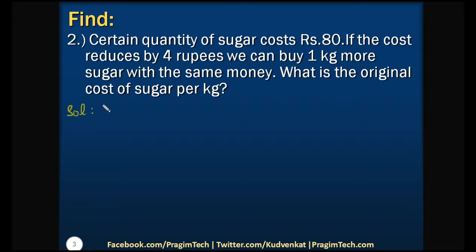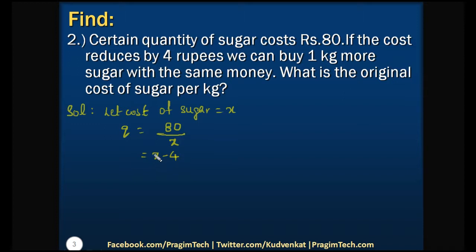So we have to find the original cost of the sugar. Let the original cost of sugar be x. Fine. So let the cost of sugar be x. Then how much quantity will we get for 80 rupees? It is nothing but the amount we are spending, 80, divided by the cost of 1 kg sugar, that is x. By that we will get the quantity, that is how much we will get for rupees 80. Now the point is when it is reduced by 4 rupees. Now what is the cost of the sugar? Now it is x minus 4.